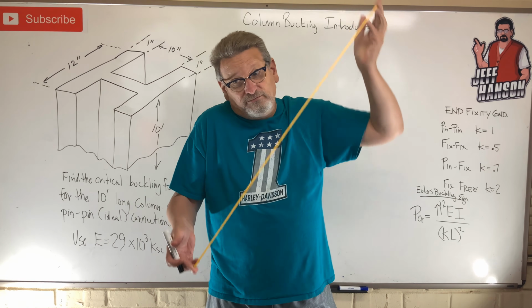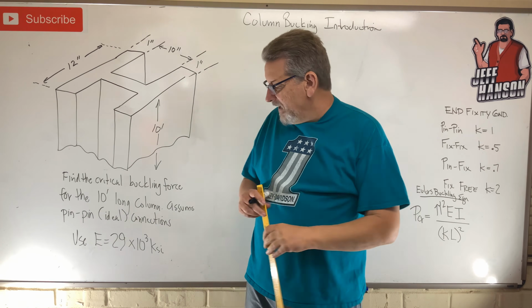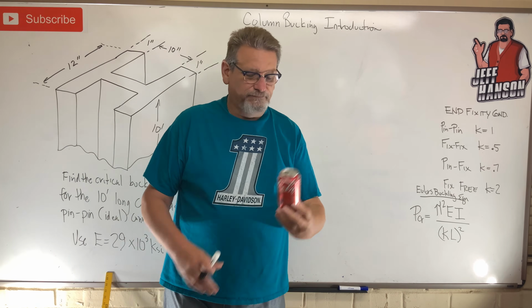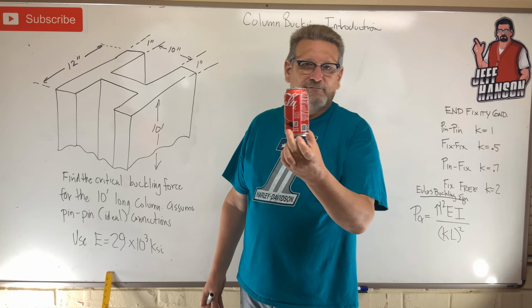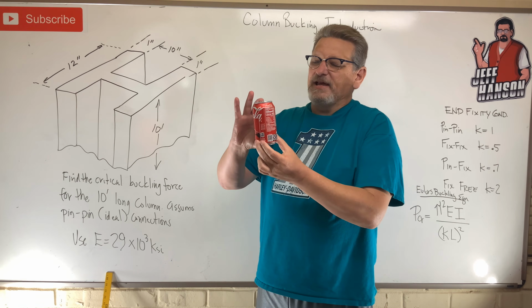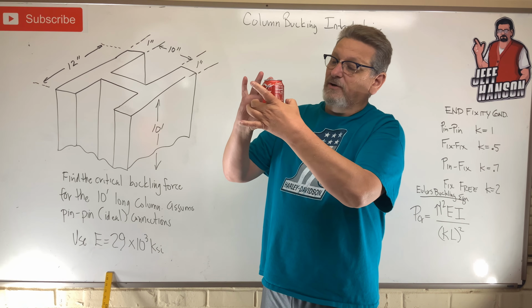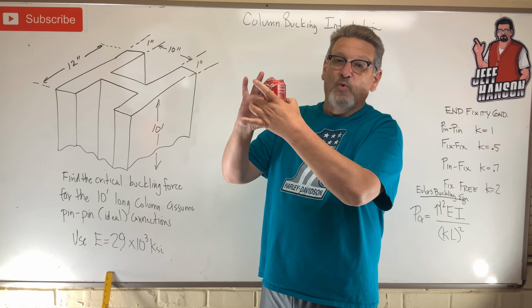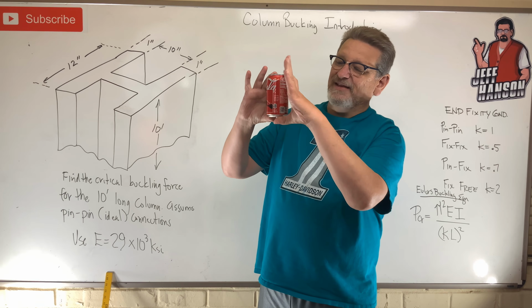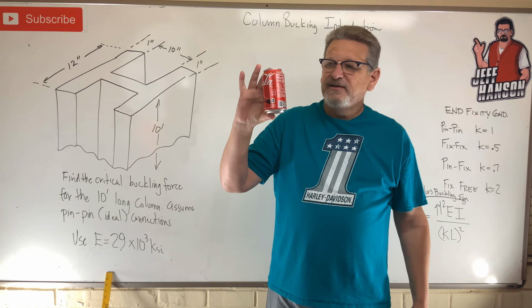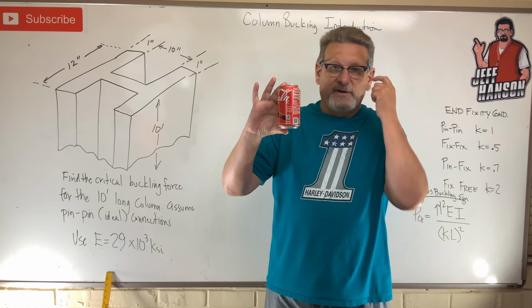So if there's a long column, there must be a short column. Well, a short column might be something like this Coke can. This Coke can is a short column because think about its dimensions. How many times does the width here go into the height? Certainly not 30. It's maybe like 2. So it's a short, fat column.